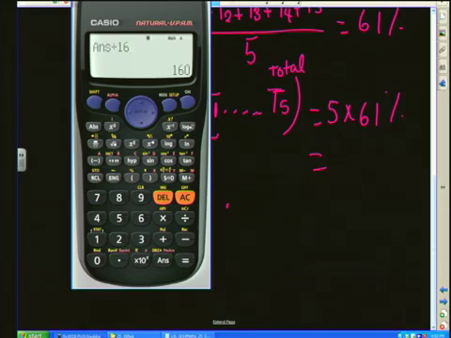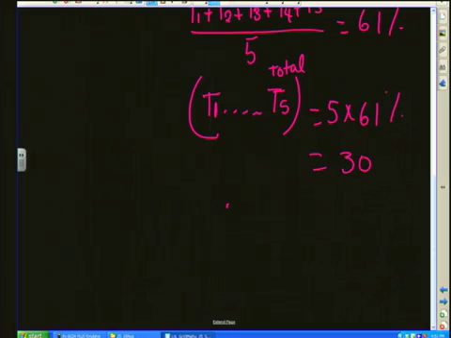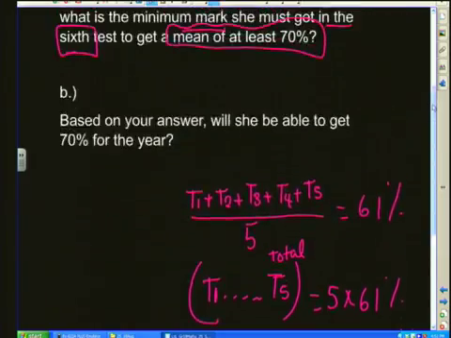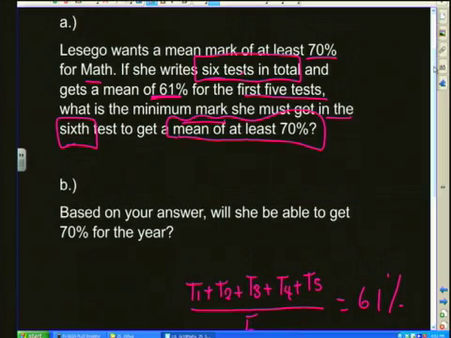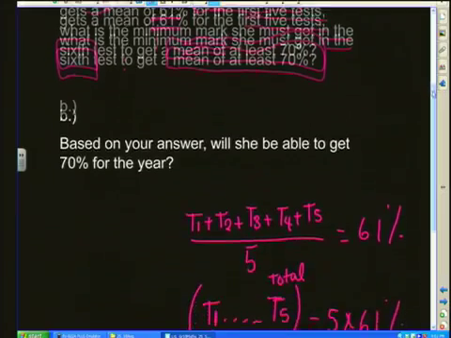Okay, so therefore her total for all 5 tests is 305. Now, remember, she's writing 6 tests in total, including maths. She wants to get a mean mark of 70% for maths, but she also wants to get 70% overall. So they're asking, what is the minimum mark she must get in the 6th test? In other words, what is the minimum mark she needs to get for maths, really?